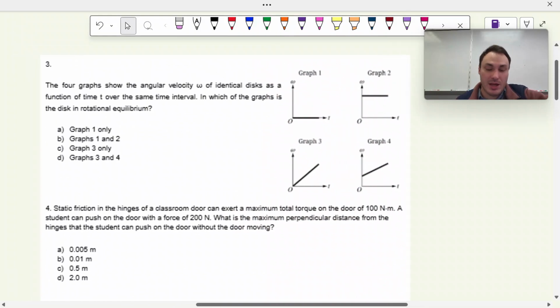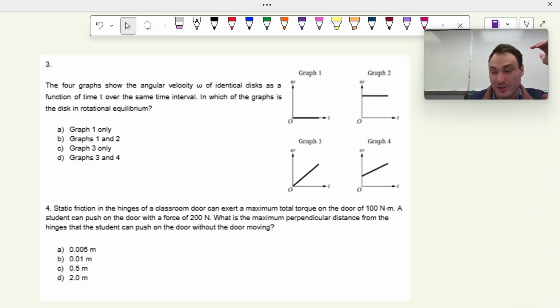The four graphs show the angular velocity omega of an identical disk as a function of time t over the same time interval. In which of the graphs is the disk in rotational equilibrium? This question was actually on your previous exam. I found it fitting to put on your previous exam because it was just torque equilibrium. When we're in rotational equilibrium, just like in linear equilibrium, the velocity is constant. Which of these graphs is showing constant angular velocity? Since we're talking about rotational equilibrium, it's graphs 1 and 2 that are showing constant angular velocity.